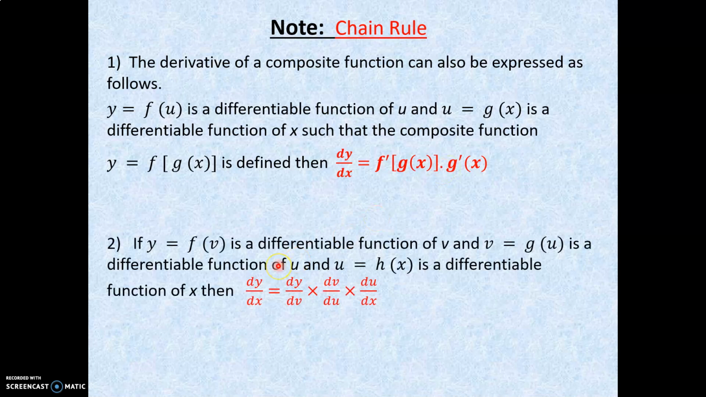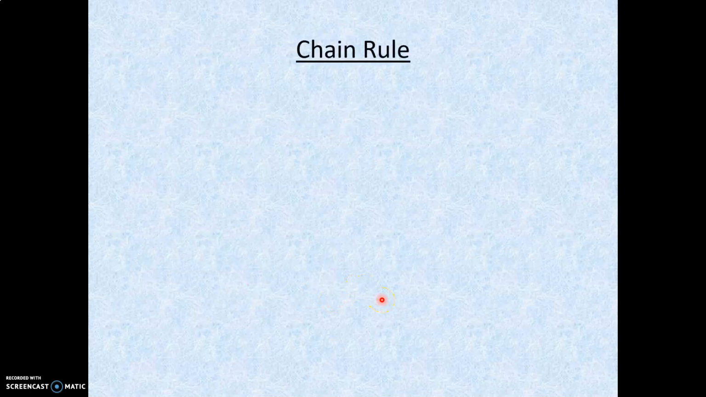Now, if three functions are given, y is equal to f of v, a differentiable function of v, and v is equal to g of u, a differentiable function of u, and u is equal to h of x, a differentiable function of x, then we can use the chain rule like this. dy upon dx is equal to dy upon dv into dv upon du into du upon dx. So you can see this is connected like a chain. So that is what a chain rule is.